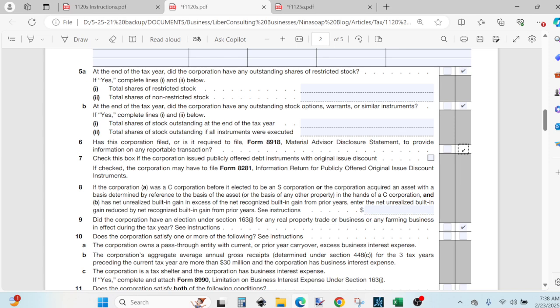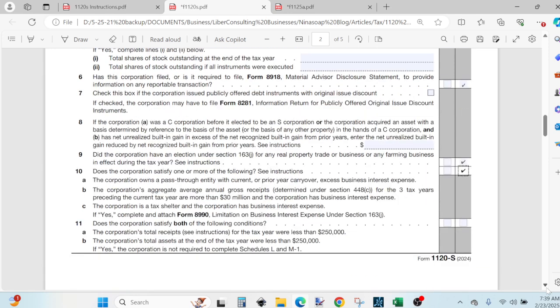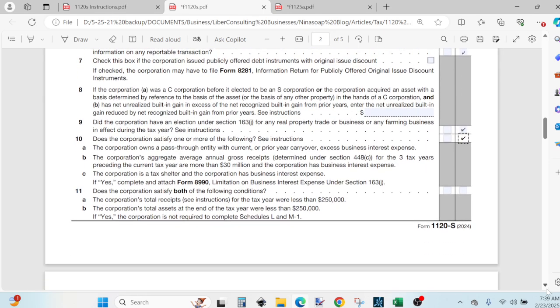Does the corporation satisfy one or more of the following? A, the corporation owns a pass-through entity with current or prior year carryover. B, the corporation's aggregate average annual gross receipts for the 3 tax years are more than 3 million. C, the corporation is a tax shelter. The answer is no. So they say any one or more. Again, it's based on this example we are using, but if you met any one of those requirements, your answer will be different.